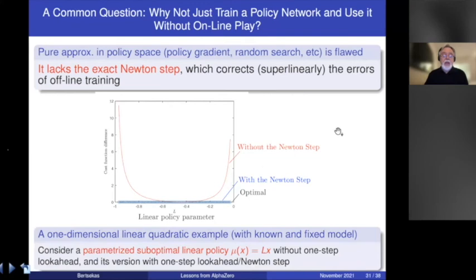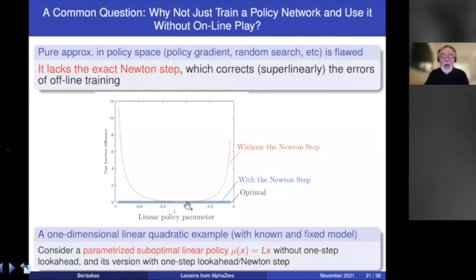And to illustrate this point, I have an example here. It's a one-dimensional linear quadratic example with a known and fixed model. And we consider a parameterization of the policy. We use linear feedback policies with coefficient L. And we vary L, okay? This is the L, we vary it broadly.